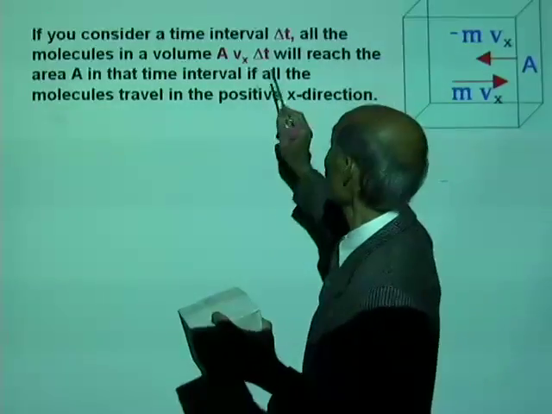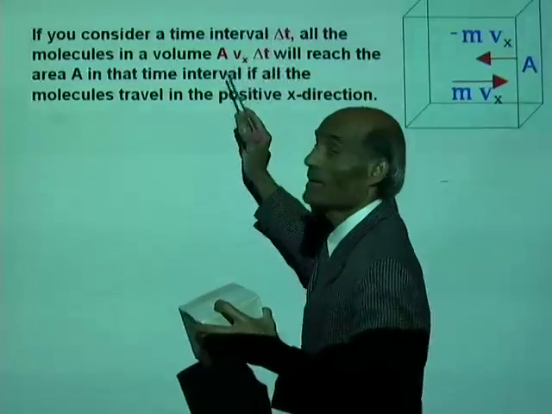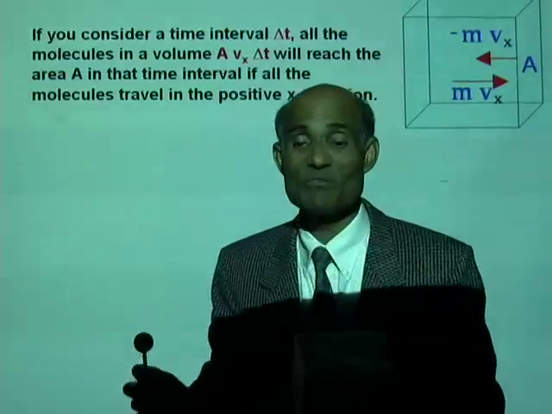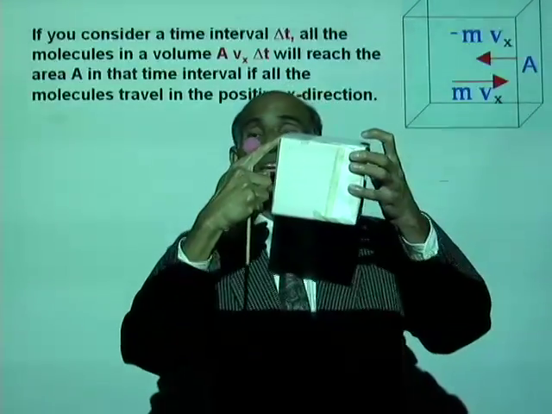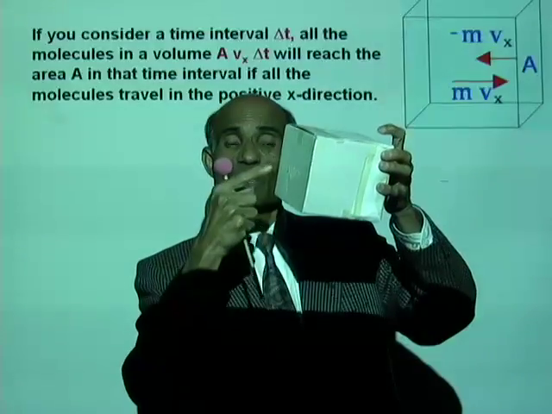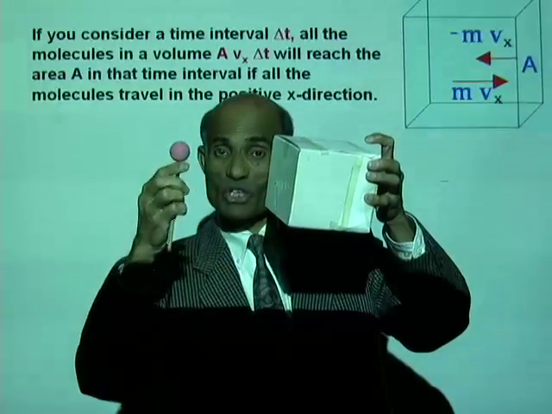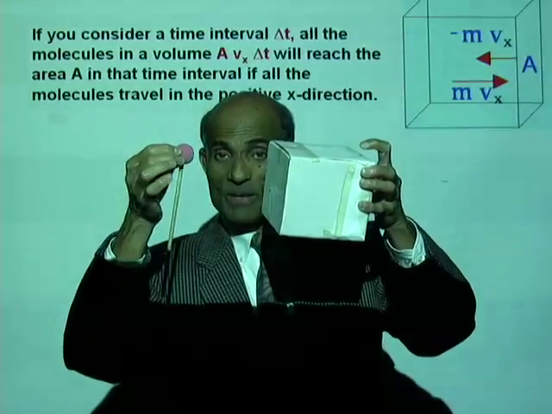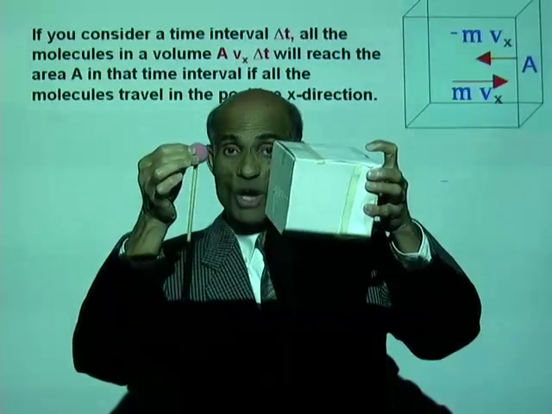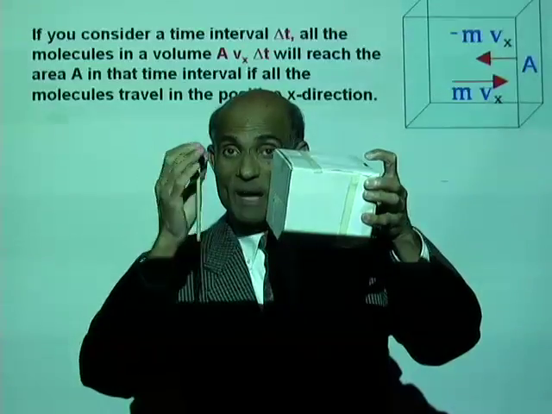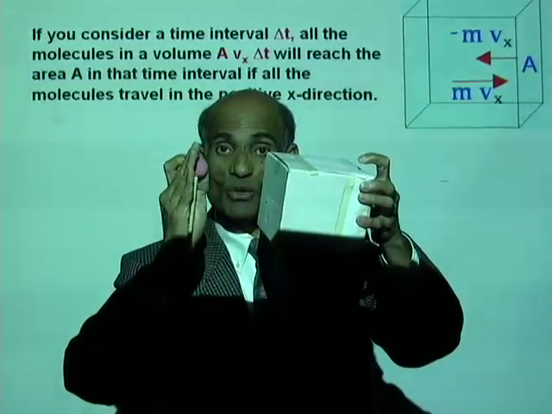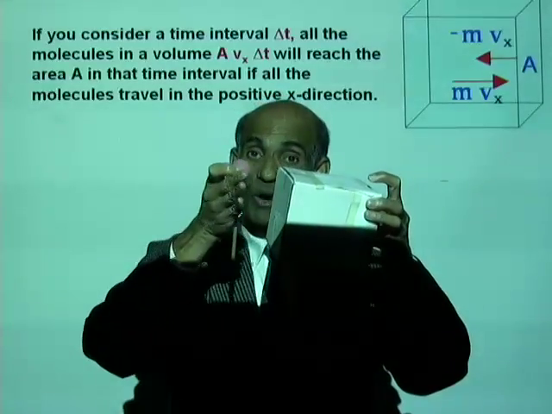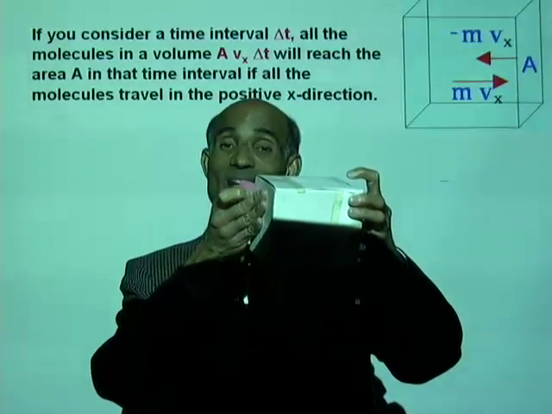So if you consider a time delta t, look at the volume A vx. What does A vx tell you? A is the area of the wall. Vx is the velocity of each molecule. So if this molecule is going to reach the wall in 1 second, that means all the molecules along with it and in front of it will also reach the wall during that time.